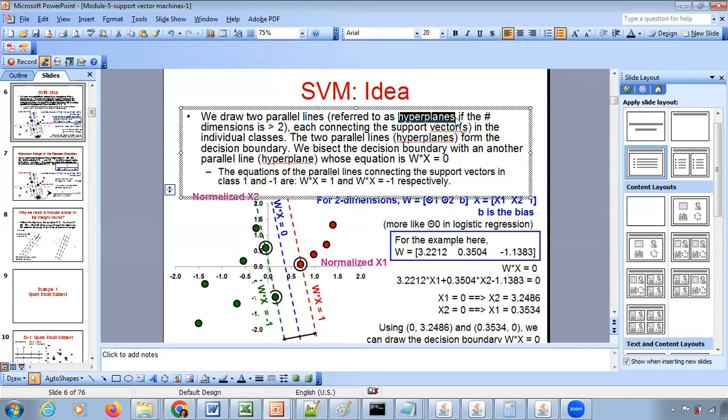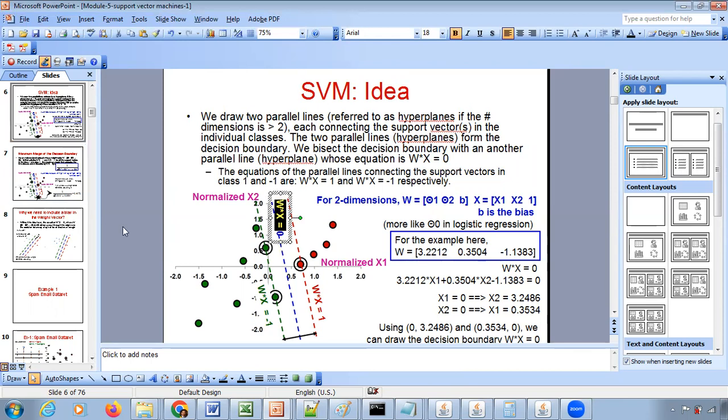So the hyperplanes, like here in the two-dimension system, the two parallel lines basically form the decision boundary. More generally, we say the hyperplanes form the decision boundary. And Wx equal to 0 is also a hyperplane, like the line here that is dividing the decision boundary. So in general, Wx equal to 0 is a hyperplane that will divide the maximum margin decision boundary.